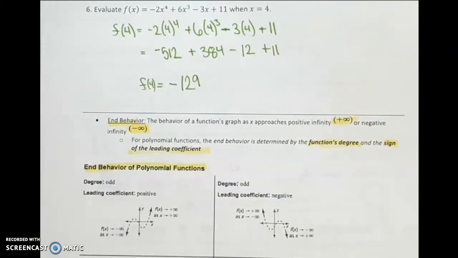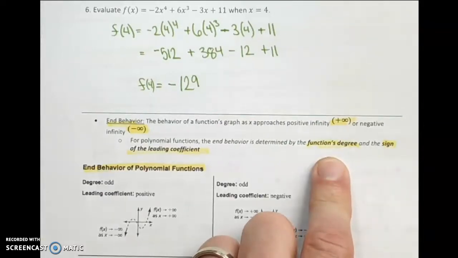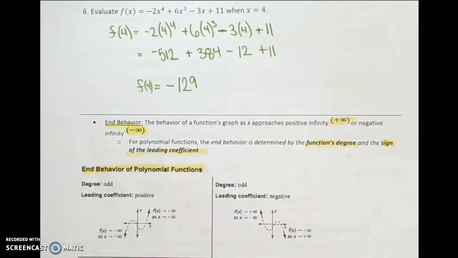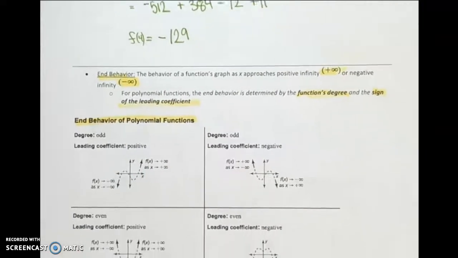So, end behavior. Now this is brand new. This is probably where we get challenging. And we're going to graph with this end behavior. So, that's why we need it. The behavior of a function's graph as x approaches positive or negative infinity. End behavior. For polynomial functions, the end behavior is determined by the function's degree and the sign of the lead coefficient. Those are the keys right there.